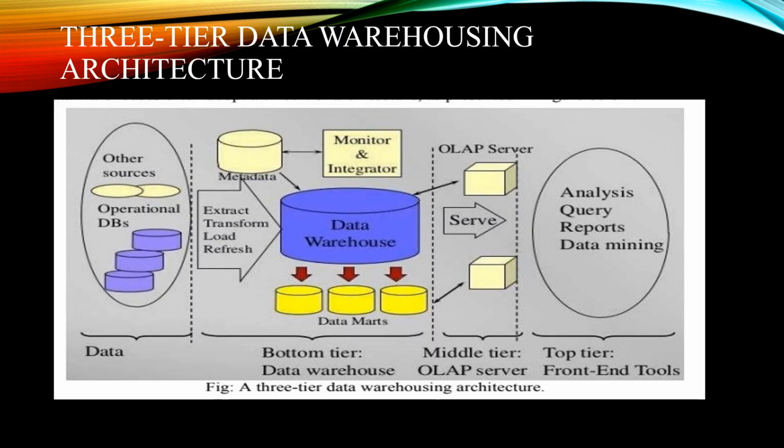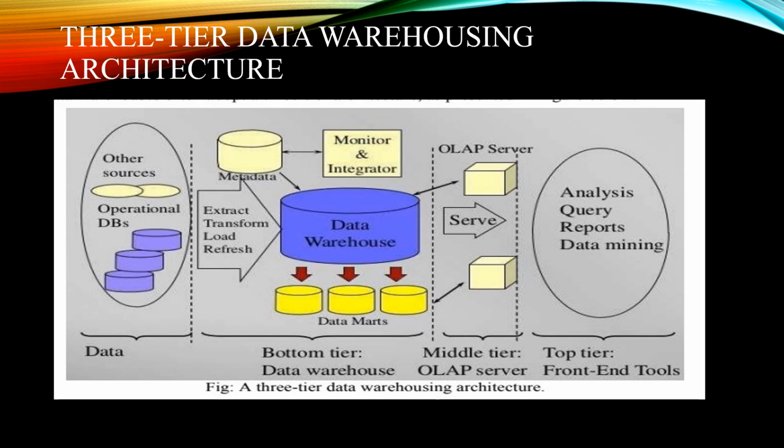Three-tier data warehouse architecture, consisting of bottom tier, middle tier and top tier. Data warehouses often adopt a three-tier architecture as shown in the figure. Bottom tier, it is a data warehouse server that is always a relational database system. Backend tools and utilities are used to feed the data into the bottom tier from the operational database or from the external source. These tools and utilities perform the data extraction, cleaning and transformation.